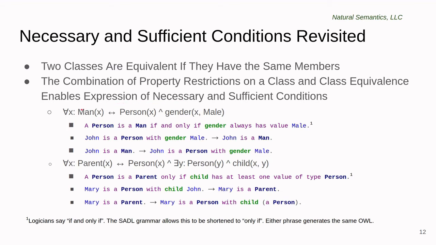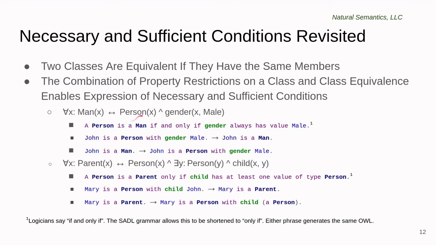So for example, suppose that we say for all x such that man of x if and only if person of x and gender of x male. This is a necessary and sufficient condition expressed in predicate logic with universal quantification. We can express exactly the same concept in controlled English by saying a person is a man if and only if gender always has value male.